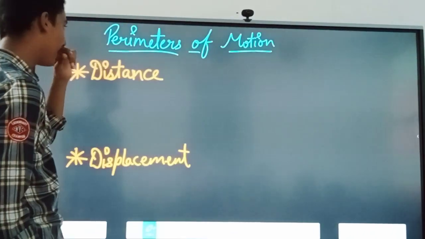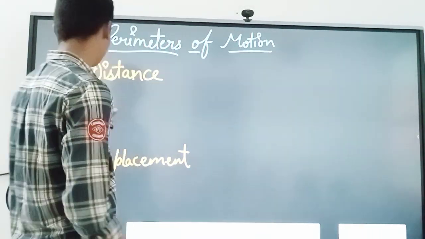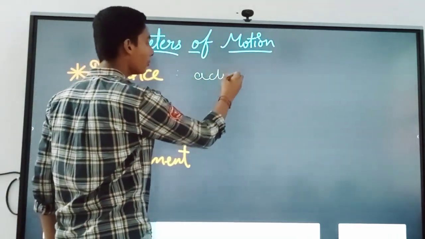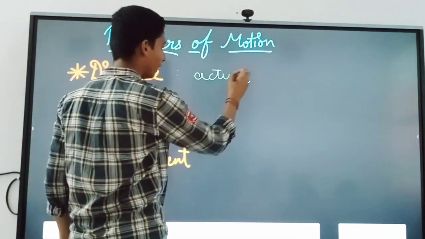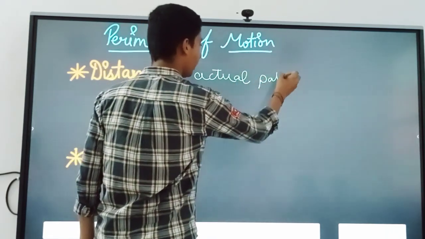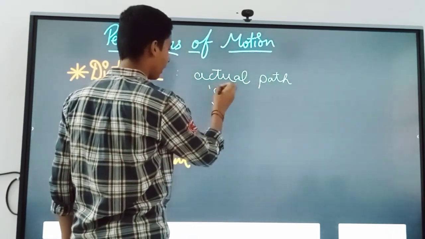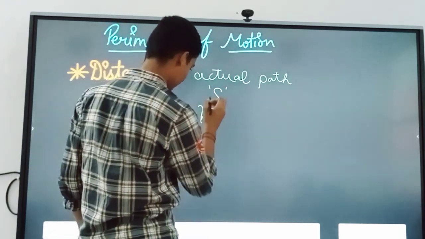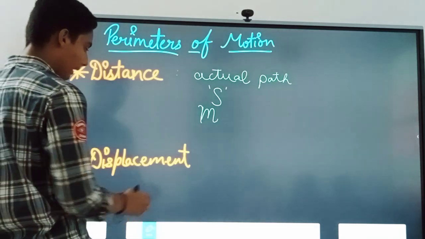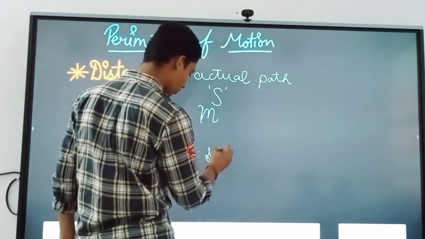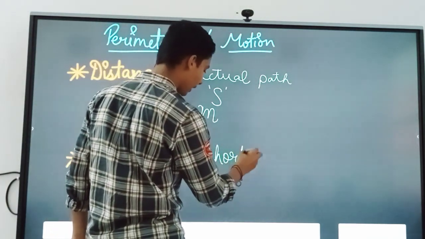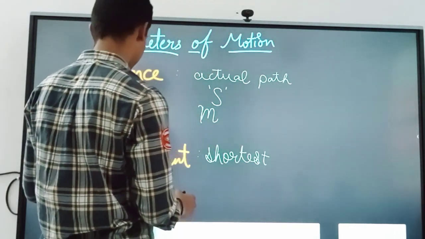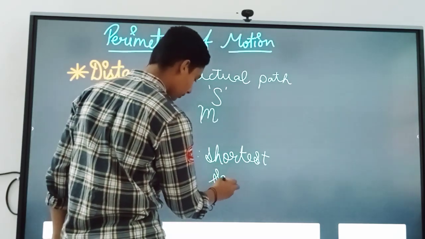Now the parameters of motion. First is distance. Distance is the total actual path covered by an object. It is denoted by S, and its SI unit is meter. Now displacement. It is the shortest route between initial and final position. It is a scalar quantity.